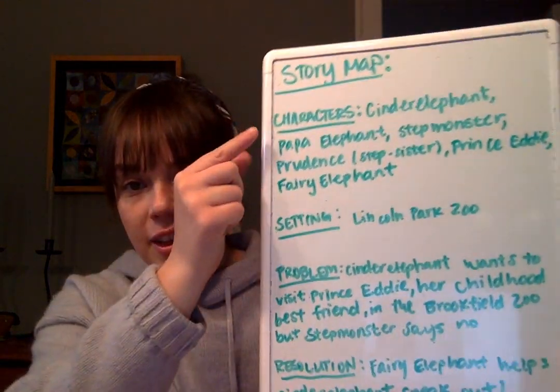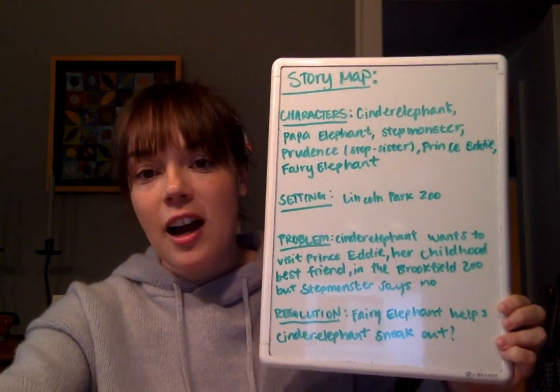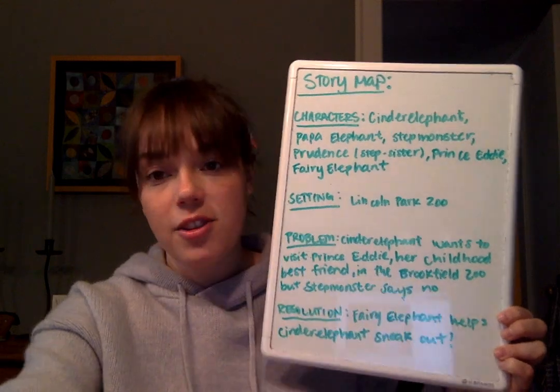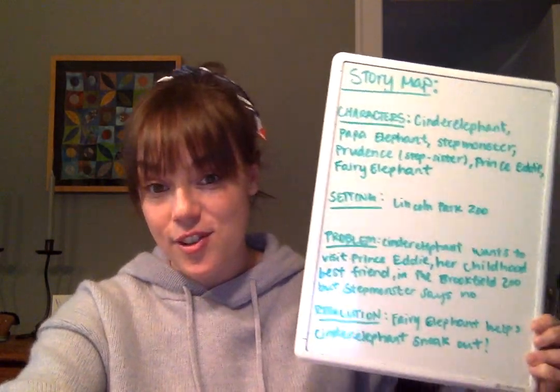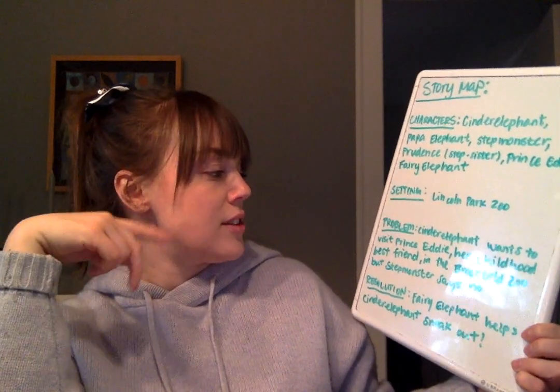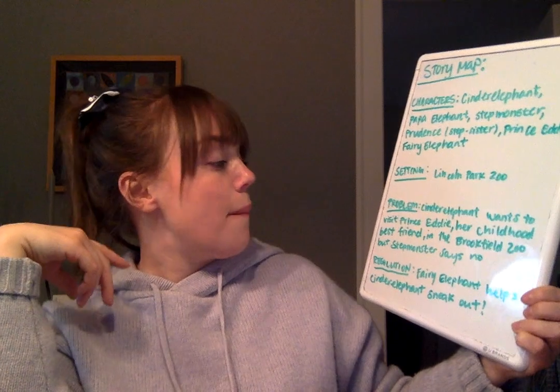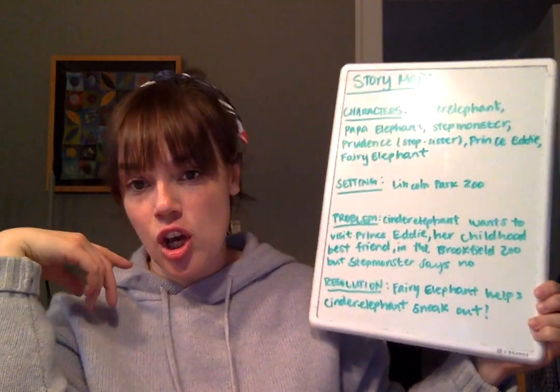On my story map, I came up with the characters. So I wrote all the characters' names here. I won't read them all to you. I came up with the setting. The setting of this story is the Lincoln Park Zoo. And then I came up with a problem. So I said the problem is that Cinderella wants to visit Prince Eddie, her childhood best friend, in the Brookfield Zoo, but her step monster says no.